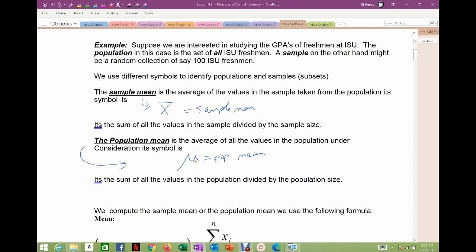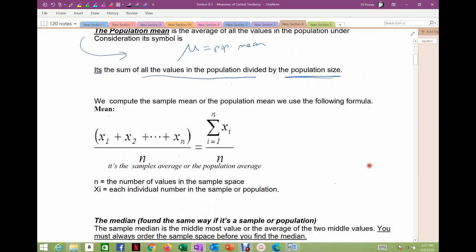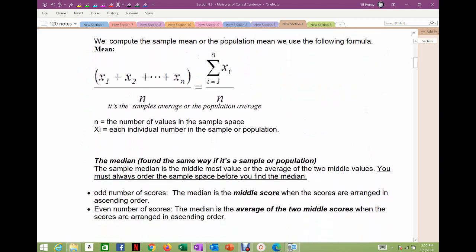So again, Greek letters for population, English letters for the sample mean. You find them the same way though. The difference is the sample size is what you divide by. For the population, you add up every single value in the population and divide by the population size. So the math is the same, population is just going to have more numbers. When we compute the mean for population or sample, we use different symbols to recognize which case it was, but it's done the same way.